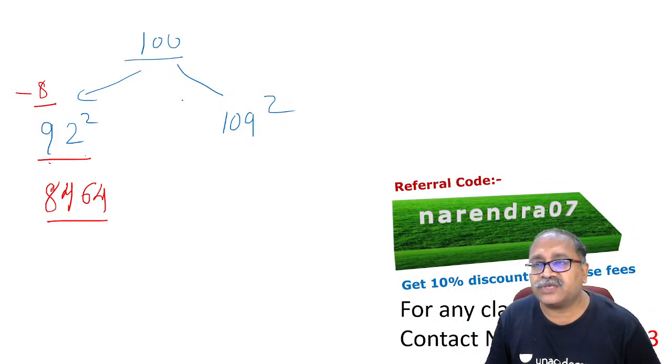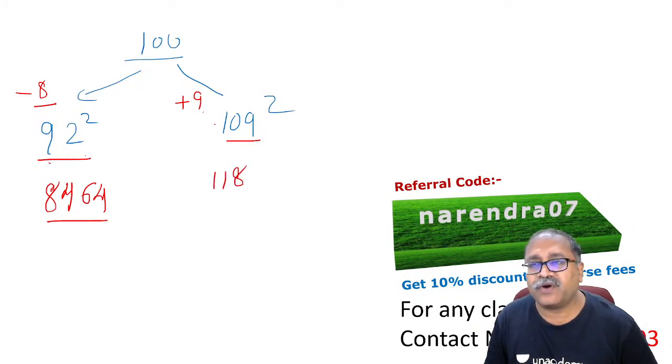And Aparajita madam beautifully did the second one. This is how much more than 100? That's 9 more than 100. So 109 plus 9 comes to 118, followed by 9 square, and 9 square is nothing but 81.